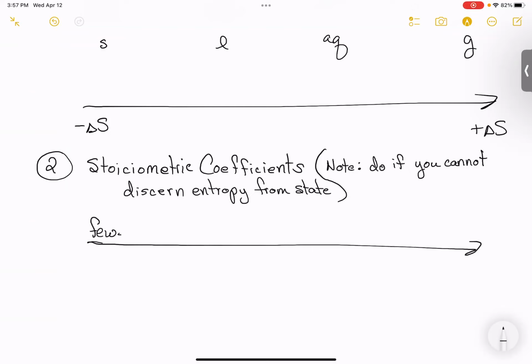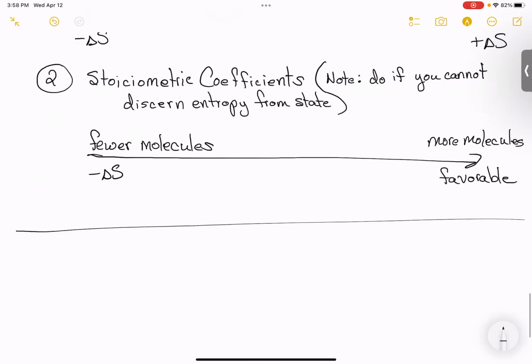But when you're talking about your number of molecules, that means if we're looking at this, the fewer the molecules will create an unfavorable process. Whereas the greater the number of molecules, we get to favorable. So let's look at how you might see at least a portion of this on the exam.